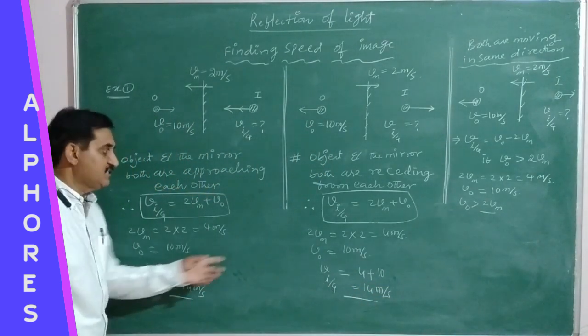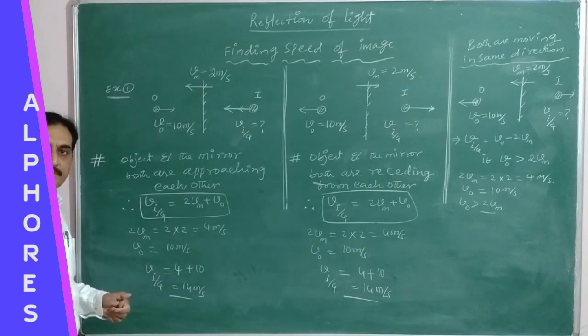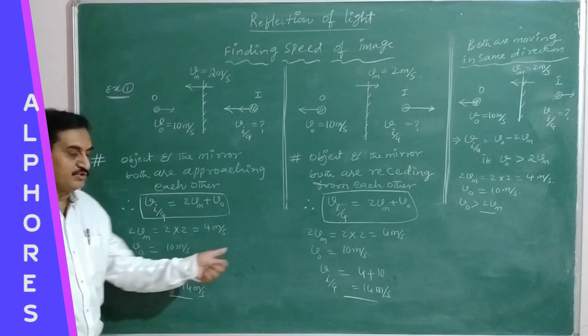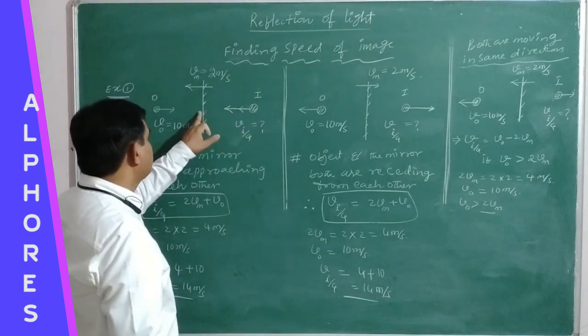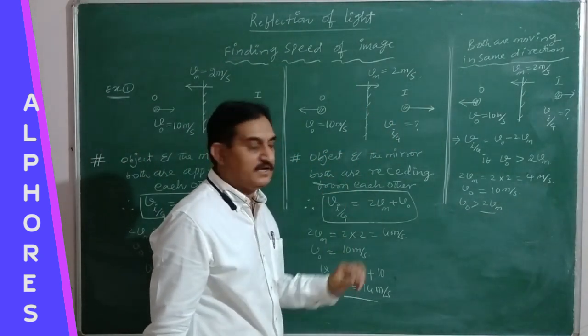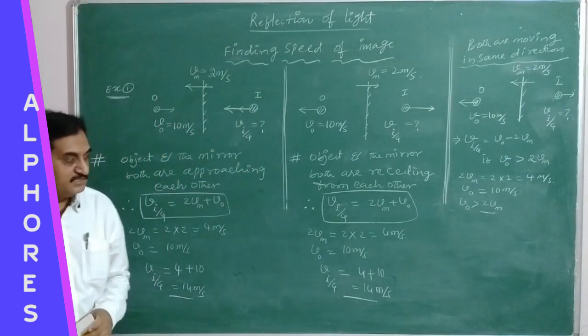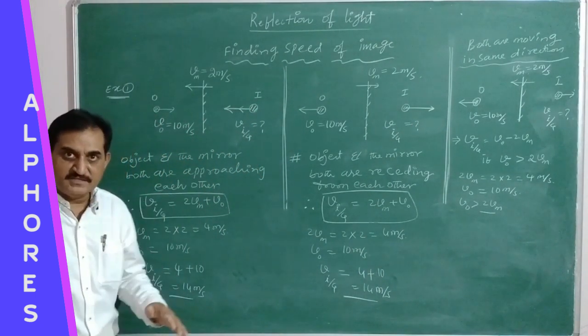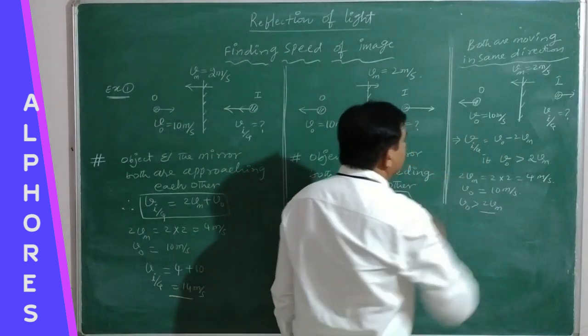So in both the cases we are getting the magnitude of speed of image formed by the plane mirror the same. But the thing is, here this image is approaching the plane mirror, and here it is receding from the plane mirror, or moving away from the plane mirror. So that makes the big difference in these two cases. Otherwise the magnitude remains the same in both the cases. And let's go for the third one.